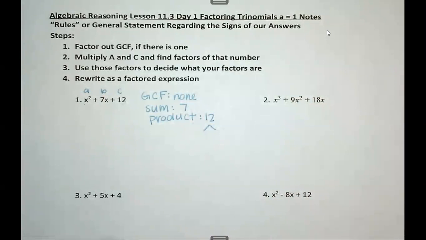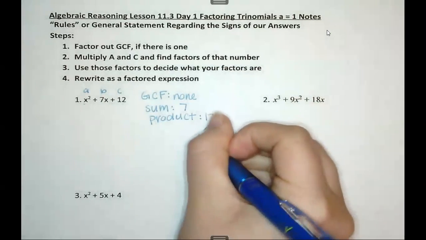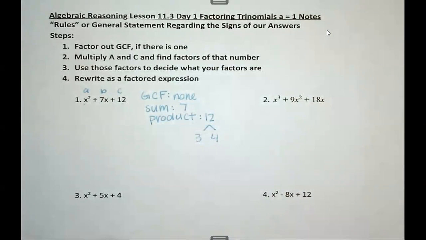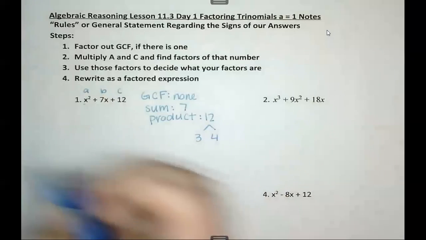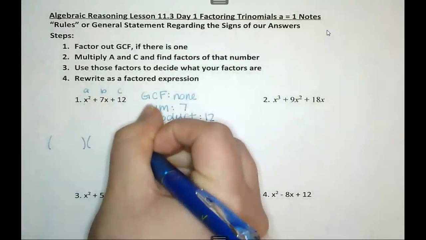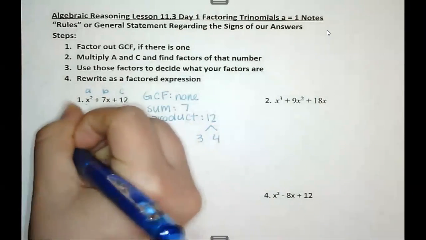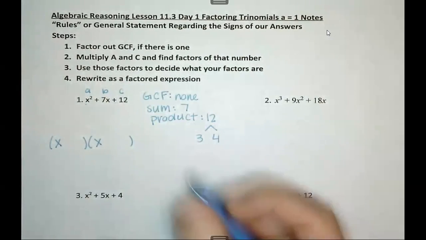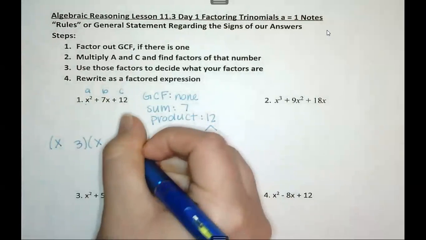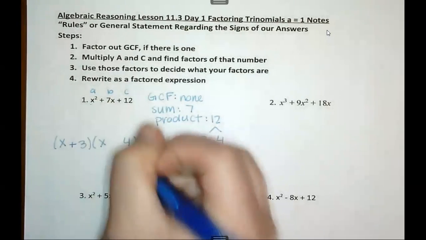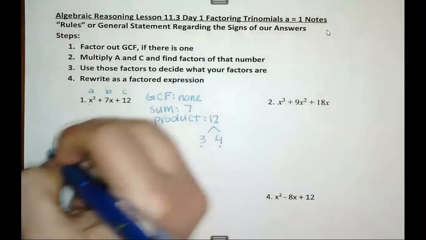Well, 2 times 6 will give me 12, but 2 plus 6 does not give me 7, so that won't work. So then maybe I think of 3 and 4. So 3 times 4 will give me 12, and 3 plus 4 will give me 7. So we have used those factors to decide what our factors will be, and now we write our final answer in factored form. So we put an X in front of both of our parentheses, and then we put our numbers in the back. And both of our numbers are positive, so we put plus signs. And there's our answer.